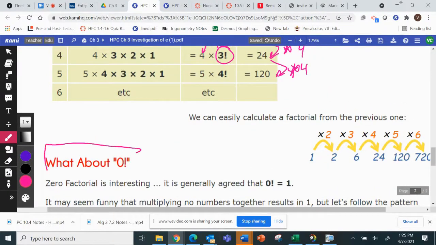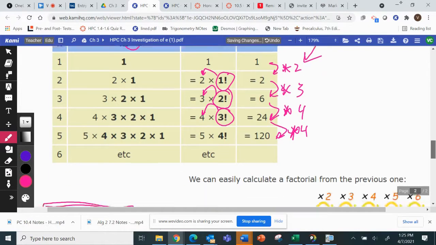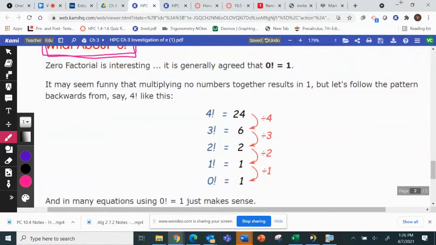This one right here is what confuses some people if you ever see 0 factorial. So I'm going to do what I just did here, only backwards. I'm going to start with 4 factorial, and I'm going to divide by 4 to get 3 factorial, divide by 3 to get 2 factorial, divide by 2 to get 1 factorial. So if I divide by 1, I get 0 factorial, and 1 divided by 1 is 1. 0 factorial is 1.